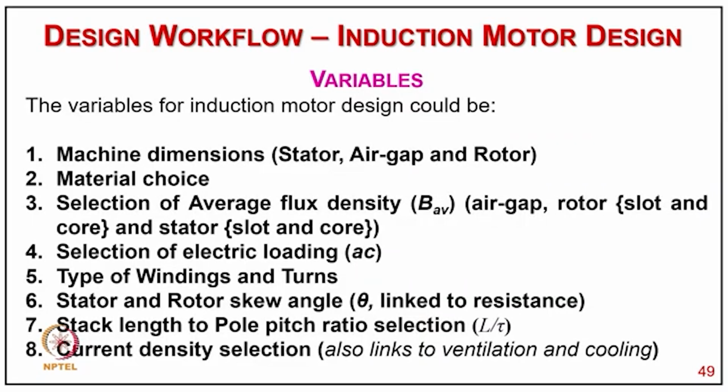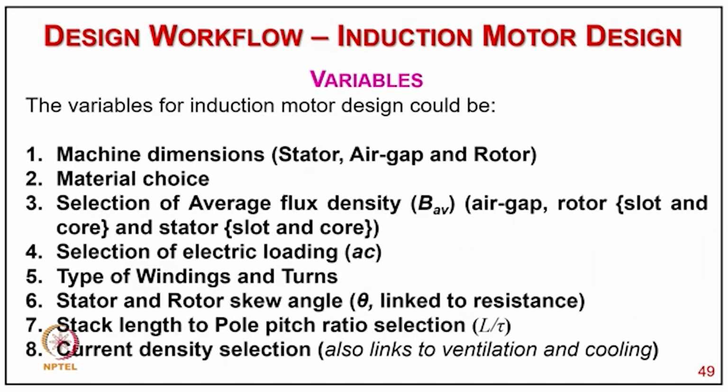So now considering the variables of induction motor design, these could be machine dimensions, like stator dimensions, air gap dimensions, and rotor dimensions, and material choice, typically which material, and selection of average flux density in the air gap, slot and core of the stator, and slot and core of the rotor. Then the selection of electrical loading, small ac, type of winding and turns, and stator and rotor skew angle theta, linked to resistance, and stack length to pole pitch ratio selection, L upon tau, current density selection.